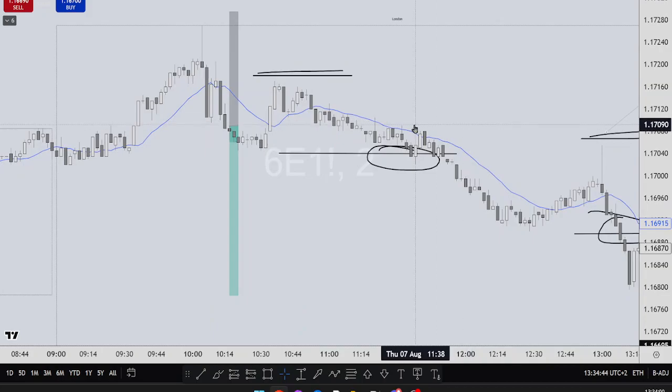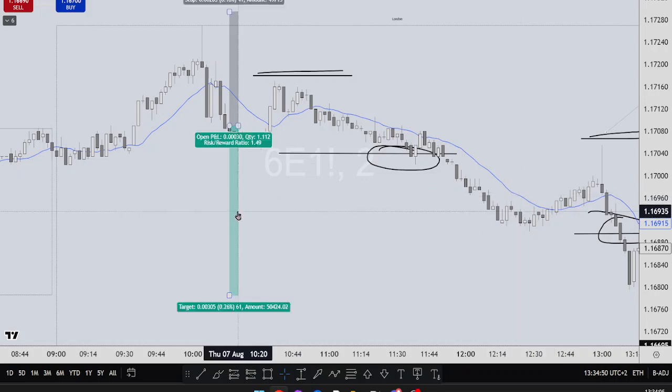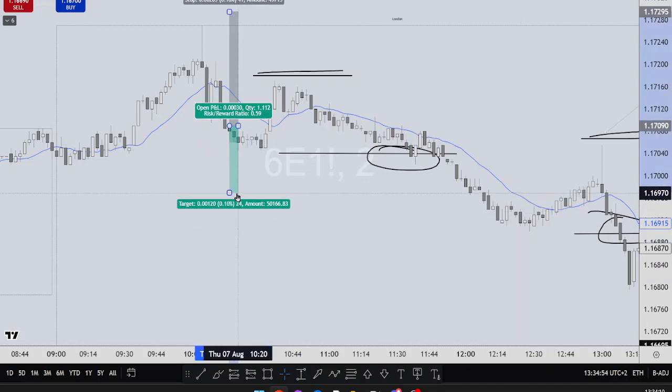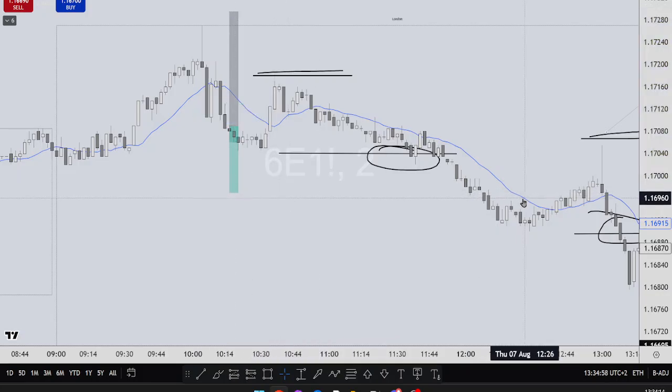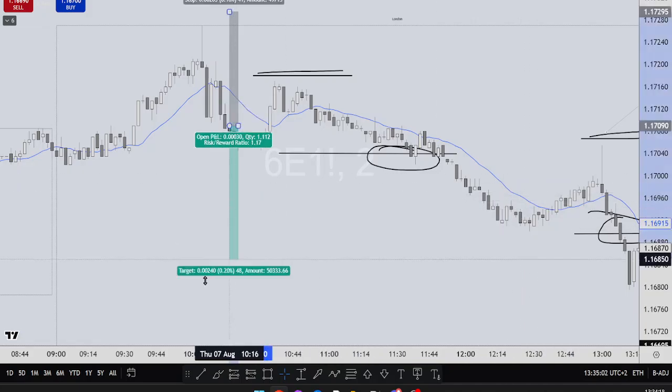So my stop would be going there, and later we go down and boom boom boom, and maybe I would trail to here. I would get this 0.6 win, because I would trail to here down. And I don't like that.